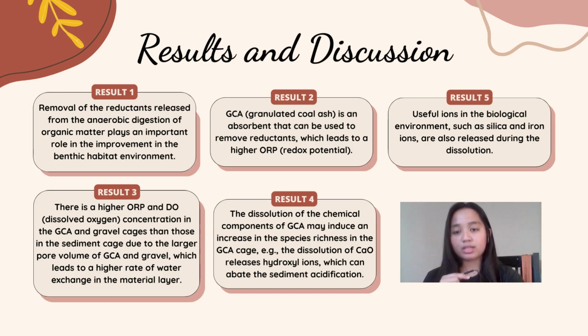When calcium oxide dissolves, it increases species richness in the GCA cage because it releases hydroxyl ions that can reduce the acidification of the sediment caused by the anaerobic decomposition of organic waste. Furthermore, some useful ions in the biological environment, such as silica and iron ions, are also released during the dissolution, which also increases species richness in the GCA cage.